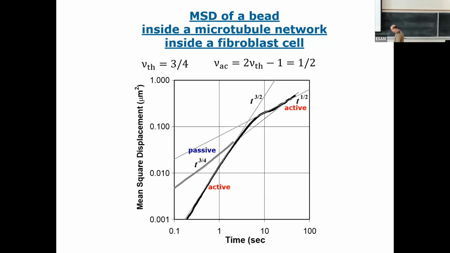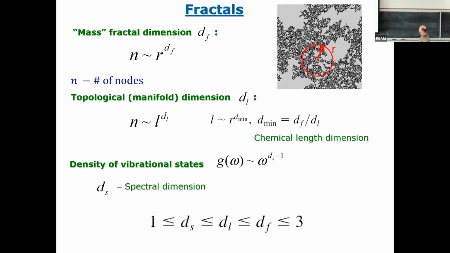So somehow me and other people in the field, like Fred McIntosh, collaborating with Dave Weitz, thought this is quite general, and you don't have to work hard to understand the system. If you know something about the passive system, you know the MSD, then you can derive the time-dependent or frequency-dependent friction, and then you can know what's going on for the active system.